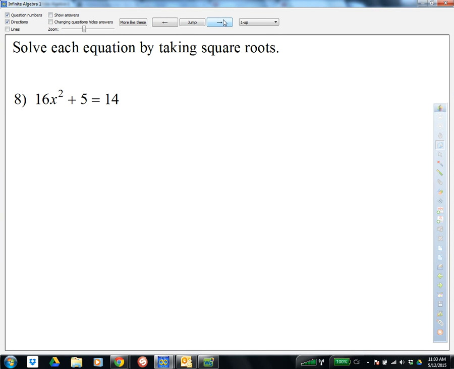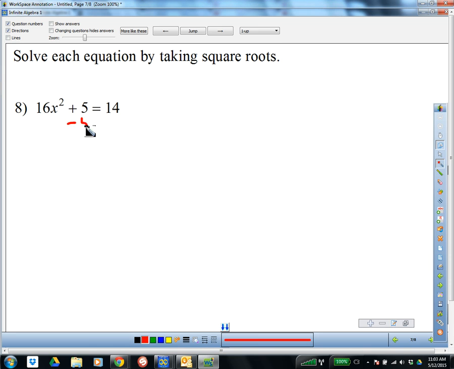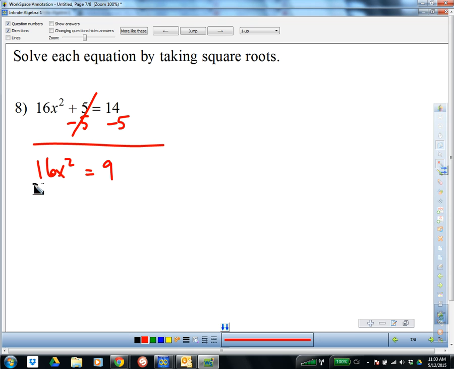Let's skip to this one right here. A little bit trickier one, because you're going to go minus 5, minus 5. These cross out. You get 16x squared equals 14 minus 5, which is 9. You're going to divide by 16, divide by 16. These cross out. You end up with x squared equals 9 over 16.